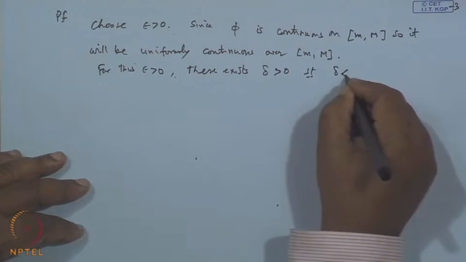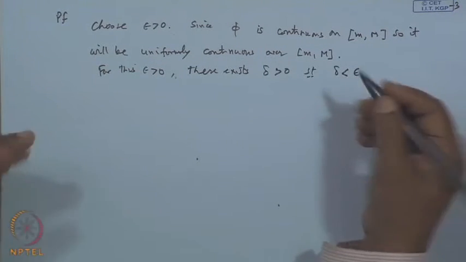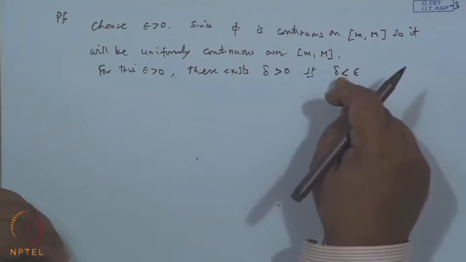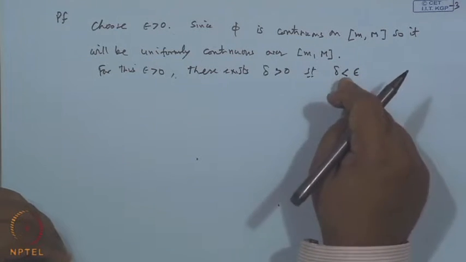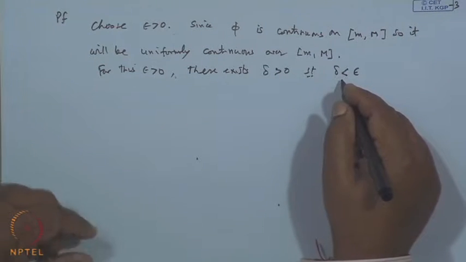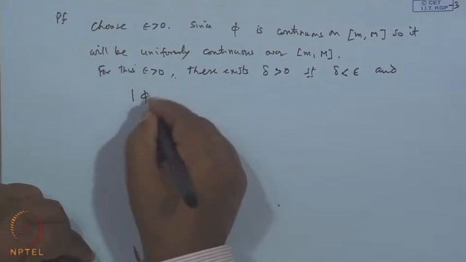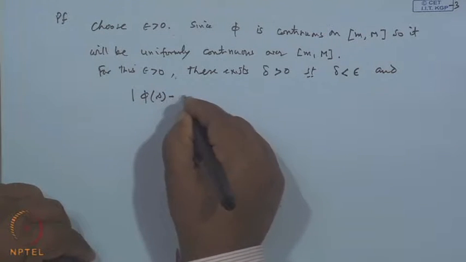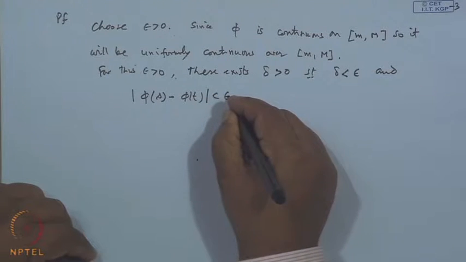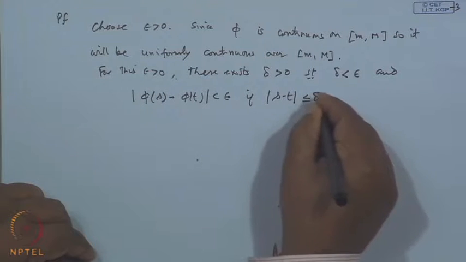Now, I am putting the restriction on this delta, that it is smaller than epsilon, because if any delta is true, then all the deltas which are less will also work; putting delta to be less than epsilon, this image will go there. Okay. So, let us take the delta to be less than epsilon, and |phi(s) - phi(t)| is less than epsilon if |s - t| is less than or equal to delta.